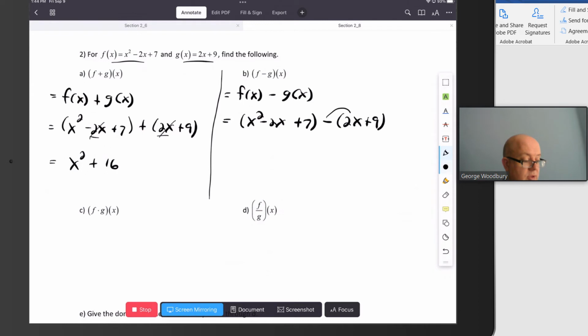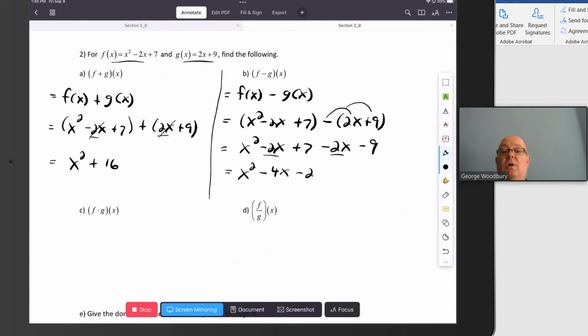I need to distribute that minus sign through the second set of parentheses. That gives us x squared minus 2x plus 7 minus 2x minus 9. And then it's time to combine like terms. That's going to be x squared minus 4x, negative 2x and negative 2x. Positive 7 minus 9, that's a negative 2. So we are left with x squared minus 4x minus 2.